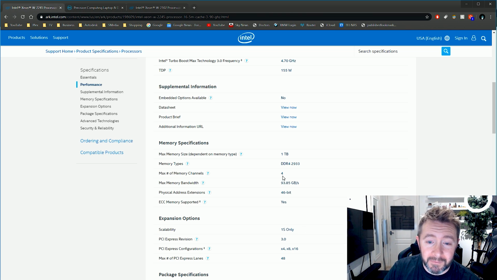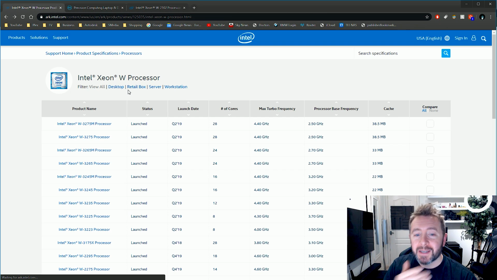Inventor's not really going to benefit that much from more memory channels or more memory bandwidth, and I struggle to find anyone who's going to need anywhere near a terabyte of RAM for Autodesk Inventor or any other 3D CAD application. If you've got a data set that needs that much RAM, you're going to be finding bottlenecks elsewhere in your workstation. So that's pretty much it, mate.